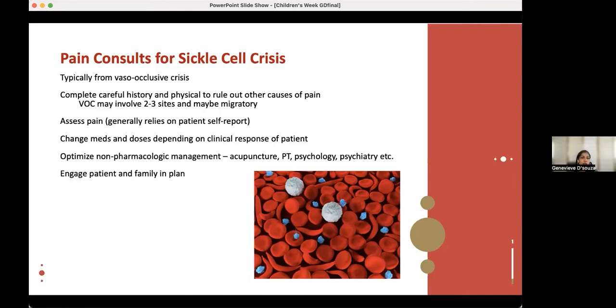We optimize non-pharmacologic management. We add acupuncture, physical therapy, psychology, psychiatry, and we engage patient and family in the plan till we get a resolution in their acute crisis. And we quickly transition them to the chronic pain clinic so we can keep contact with these patients. It's important to form an alliance with the patient and feel that we are listening to them so that the next time they come, we can quickly incorporate the same plan again.